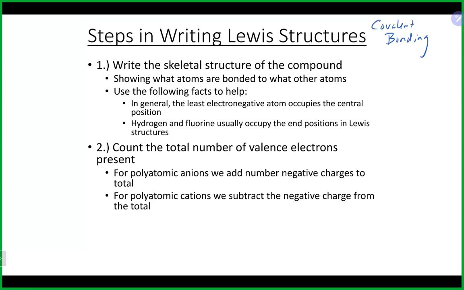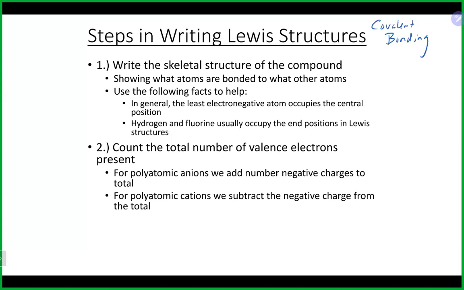They usually will end up with a bad Lewis structure: too many bonds, not enough bonds, too many electrons, things just kind of go bad. So the first thing you want to really think about when you're drawing a Lewis structure for covalent bonding, which is sharing of electrons, is how that thing is put together. And there are a couple of rules to help you determine how to put things together.